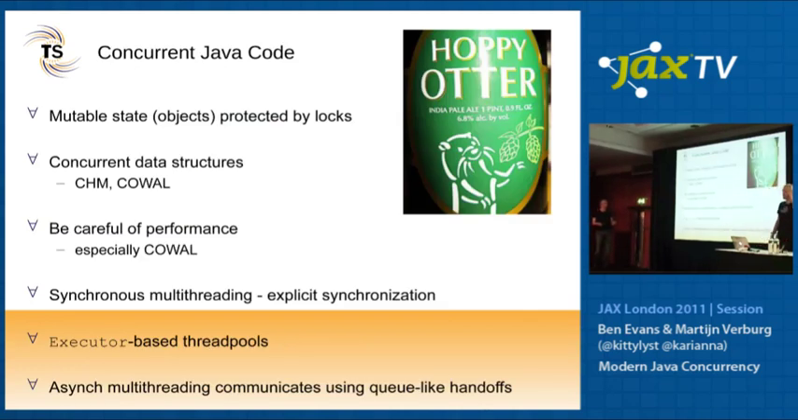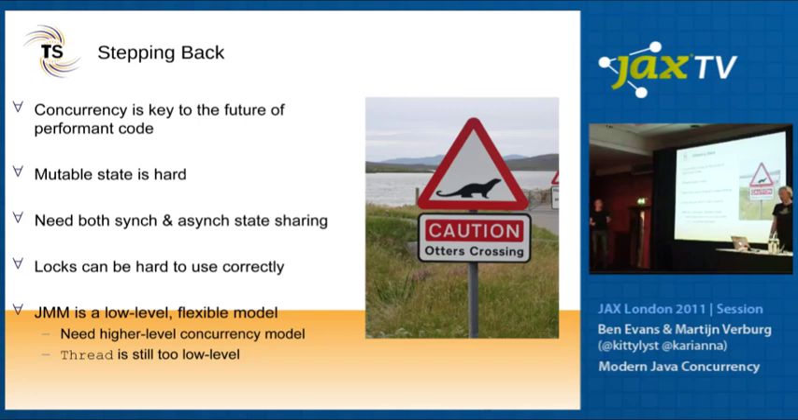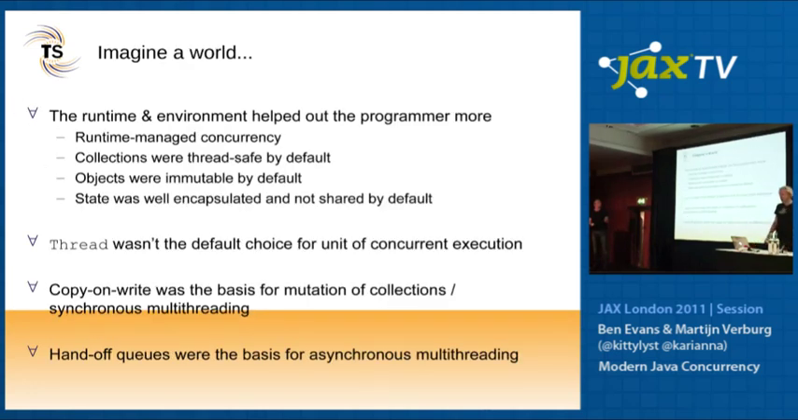Basically, this is sort of a roadmap for where we are. Mutable state is protected by locks. You have concurrent data structures, and you have to be very careful about performance, especially with the copy on write array list. You have synchronous multi-threading, and you have asynchronous via queues. You have executor-based thread pools. And concurrency is key to the future of performant code, and mutable state is very, very hard. But the JMM is a good, low-level, flexible model. Okay, so we've only got a couple more secs, so let's come on to these last two slides.